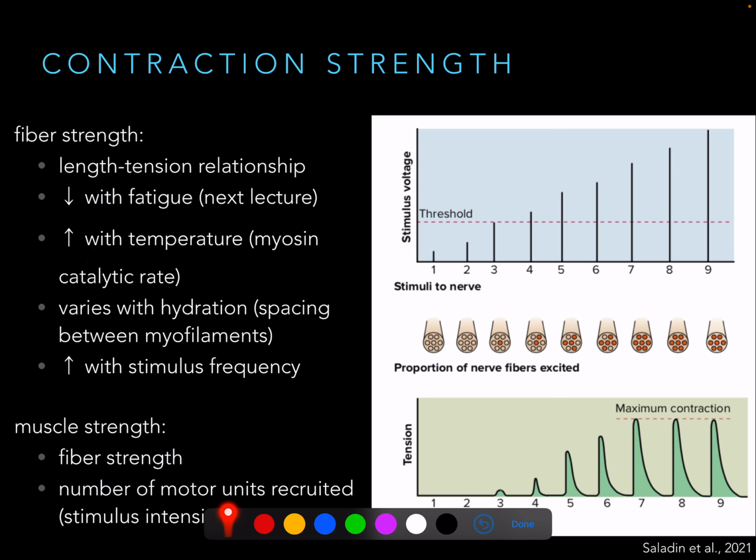Temperature matters. So a warm muscle will indeed be stronger, and that's because myosin is an enzyme, and the lower the temperature, the slower the enzymatic reaction rate. So a warm muscle will hydrolyze ATP faster and go through the power and recovery strokes faster. Hydration matters. You need to have enough water in there to make sure your actin and myosin are optimally spaced. This is not something you need to worry about. This is something that's going to be through like extreme dehydration.